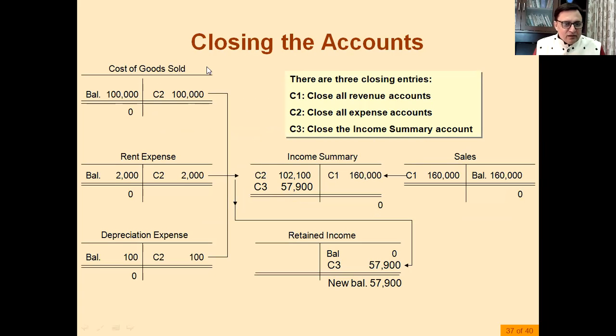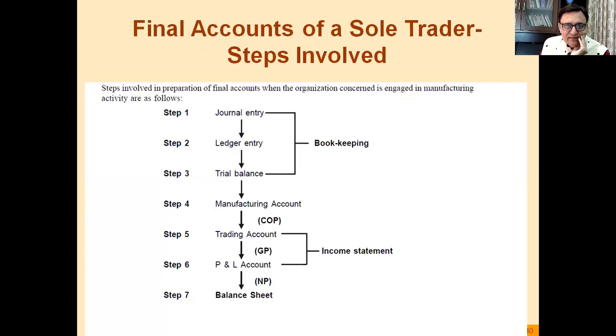So let's see, the cost of goods sold account is there. If cost of goods is 1 lakh, its balance will be transferred to the trading account. Similarly, the rent account balance will be transferred to the profit and loss account. Income, if it relates to the profit and loss account, will be transferred there. The sales account is transferred to the trading account. Similarly, the depreciation account is transferred to the profit and loss account. Retained earnings are ultimately transferred to the balance sheet. If it is a profit, it is added to the capital. If it is a loss, then it is deducted from the capital.